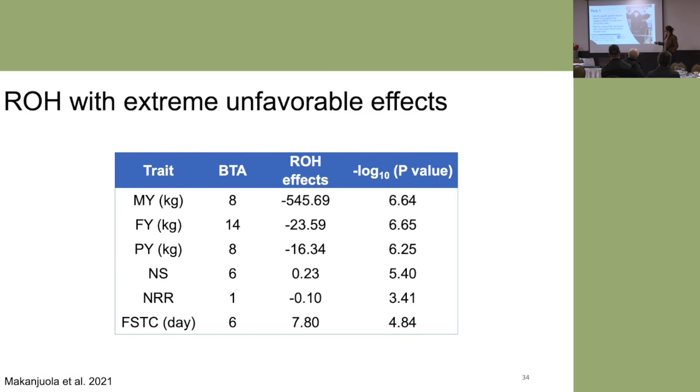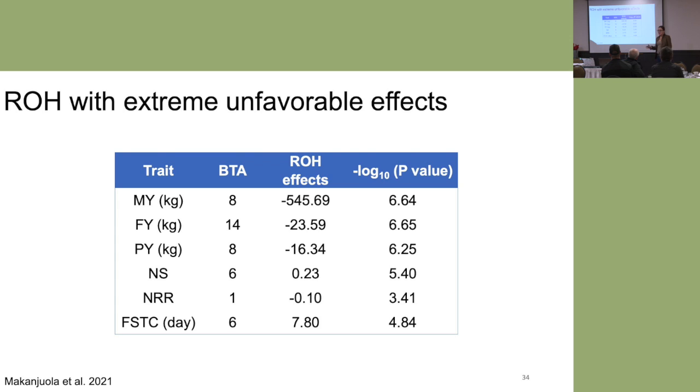Again, this is just using Holstein data, because we didn't have enough to do the Jersey stuff. So we found a bunch of runs of homozygosity with extremely unfavorable effects on milk yield, fat yield, protein yield, number of services, non-return rate, first service to calving. Those effects were found on chromosomes 8, 14, 6, 1, and these were the different effects, and this was the significance level of those effects.